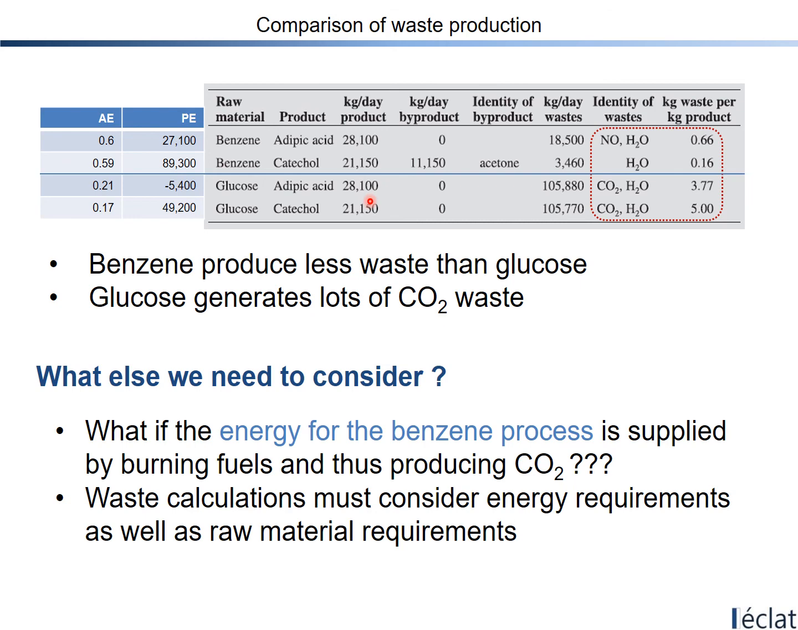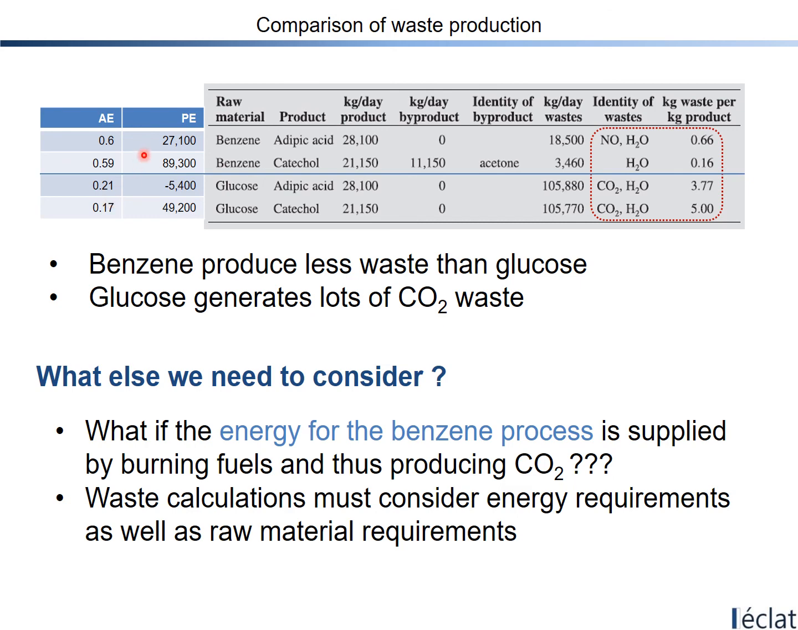evaluating the processes, let me compare the values of atom economy and process economy. So benzene-based processes have very high values of atom economy, about 60%. However, when the benzene is replaced by glucose, the atom economy goes down to about 20%. So from the viewpoint of atom economy, the benzene process is better than the glucose process, unfortunately.